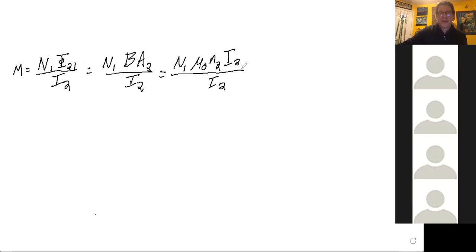Right, okay. So it looks something like this. And so the I's cancel. And the A is equal to pi R2 squared. And so the I's cancel, and what are you left with? That's N1, N2, mu naught pi R2 squared. Yes.